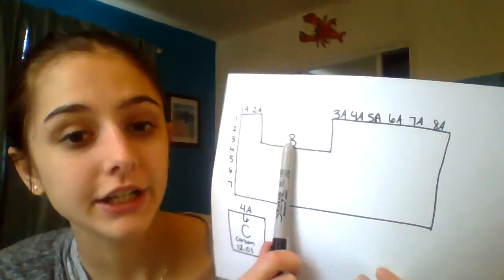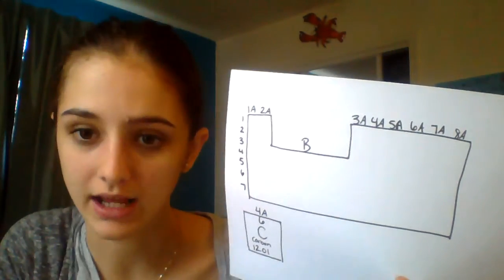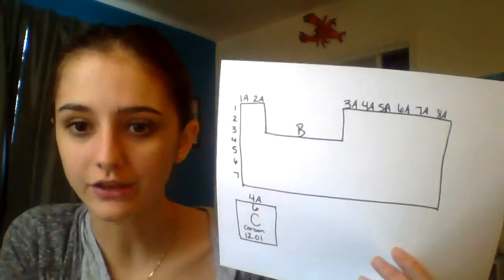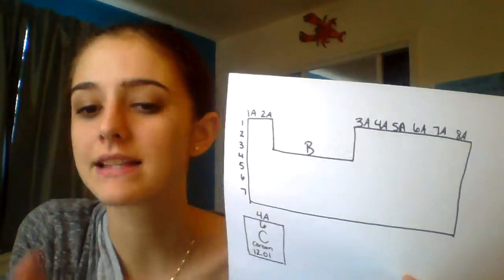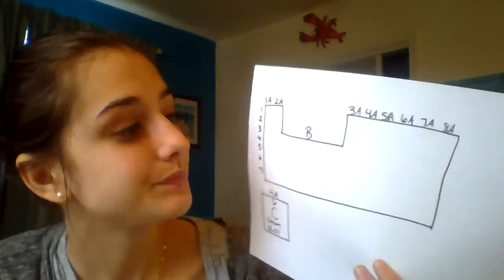Now over here we have our B's, and those are our transition elements, and those basically we don't know the charge. When naming them, it becomes a little trickier than naming the main group elements, but that's not very important to know for Lewis structures, so you don't need to know too much on that.